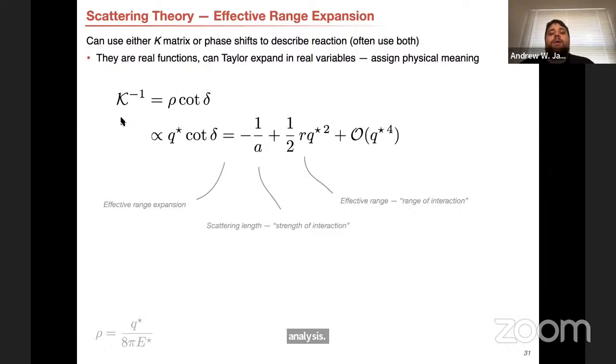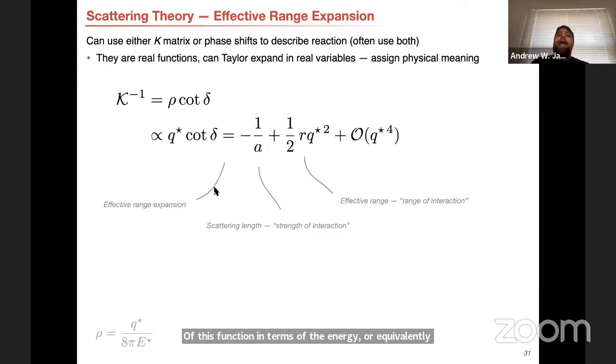So you can do, at low energies, a Taylor expansion of this function in terms of the energy, or equivalently the relative momentum, and the parameters, the expansion coefficients, will be real functions, and then we want to assign physical meaning. So here is an example. It's called the effective range expansion, where I expand this thing out to two terms in Q star squared.